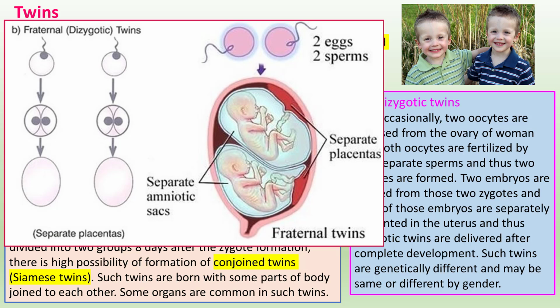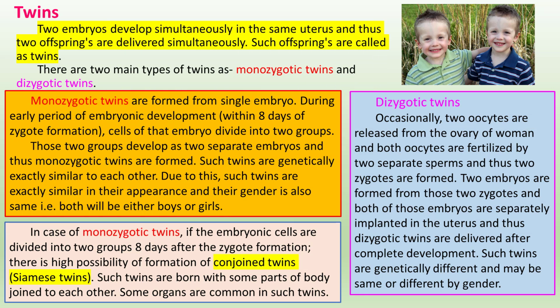Dizygotic twins. Occasionally, two oocytes are released from the ovary of a woman and both oocytes are fertilized by two separate sperms and thus two zygotes are formed. Two embryos are formed from those two zygotes and both of these embryos are separately implanted in the uterus and thus dizygotic twins are delivered after complete development. Such twins are genetically different and may be the same or different in gender.